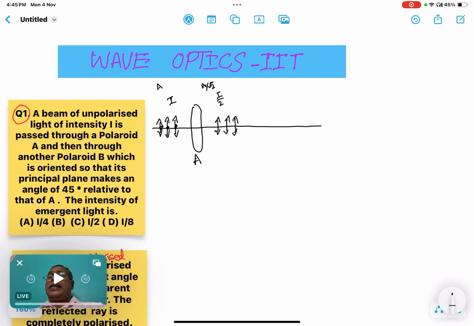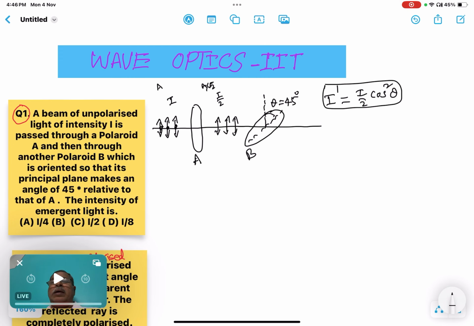Now, this polarized light is passing through the second Polaroid sheet, B, whose plane axis is making some angle theta with the axis of the first Polaroid sheet. So that angle theta equals 45 degrees is given. So the output intensity, that is I dash, equals its previous intensity I by 2 into cos squared theta. This is the formula, my dear students, for both NEET aspirants and IIT aspirants, CBSE students. This formula is very important in polarization.